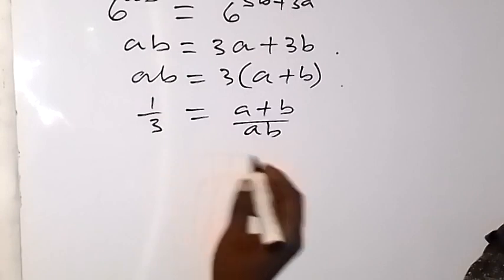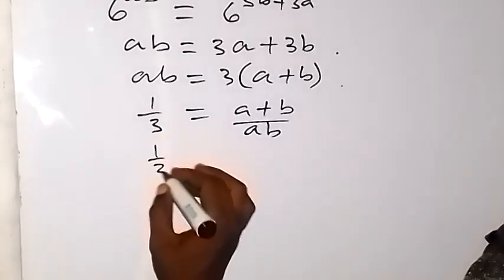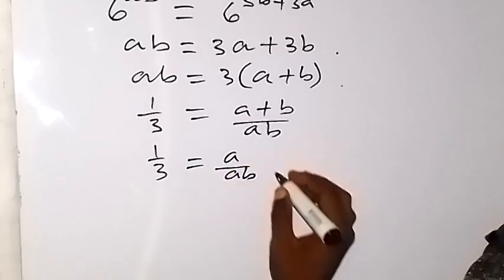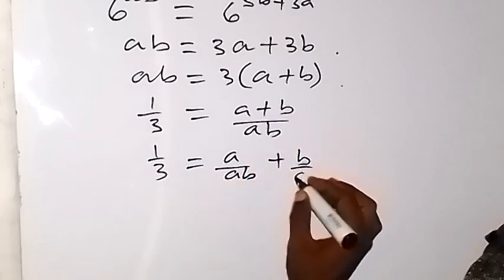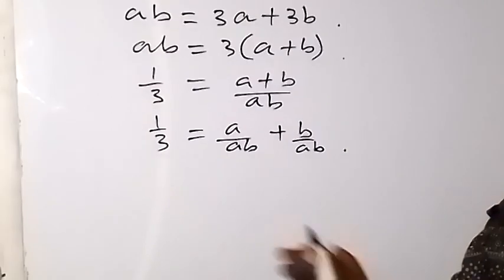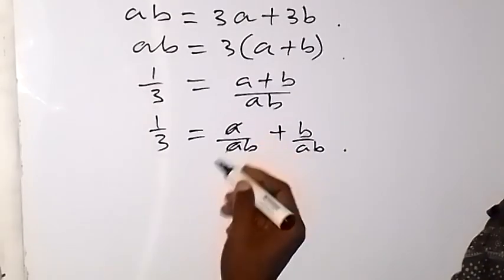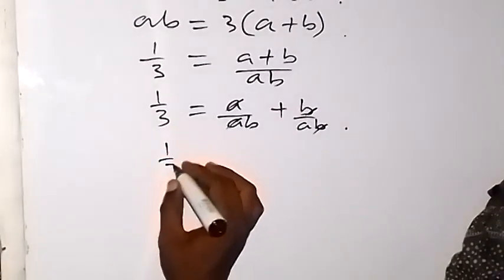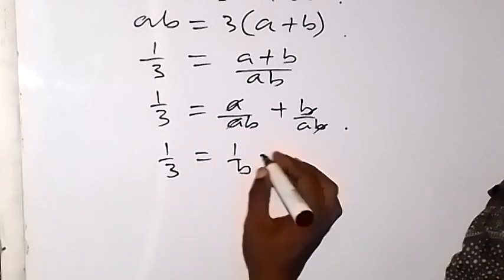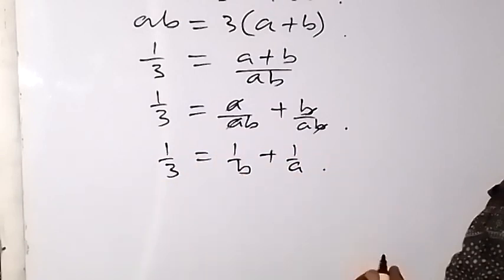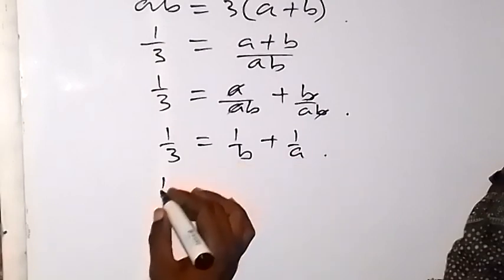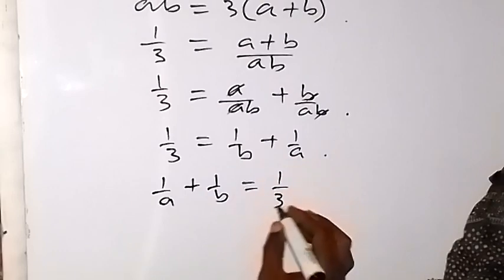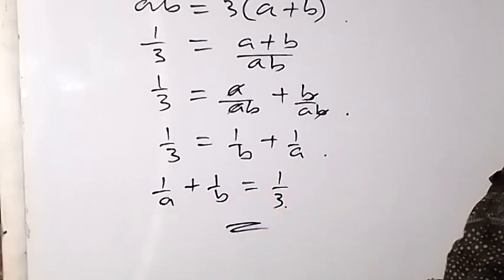Then from here, by separating this fraction, we have 1 over 3 equals a over ab plus b over ab. Then from here, we can see that we cancel a, and we cancel b. And what we have left here is 1 over 3 equals 1 over b plus 1 over a. And after we rearrange, we can see that 1 over a plus 1 over b is equal to 1 over 3. And that is the solution to the problem.